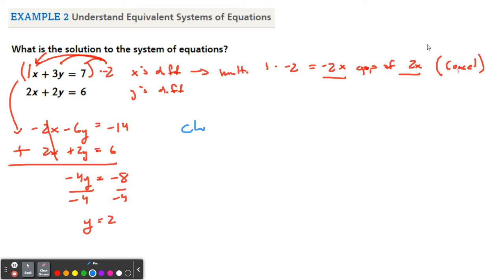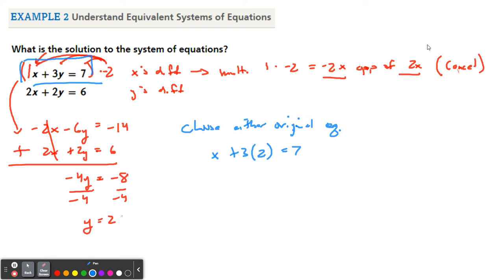Now again, we're going to choose either original equation, and we're going to substitute 2 in for y. Again, I'm going to pick the top equation because I know that this has just an x. There's not a 2x. So it's going to say x, because I don't know what x is, plus 3, but now I know what y is. Y is this 2 down here.